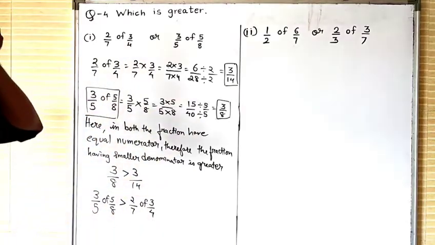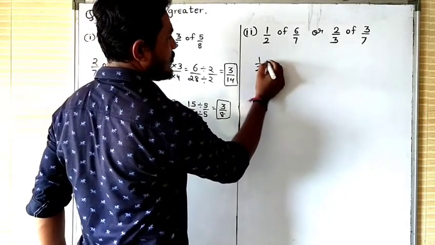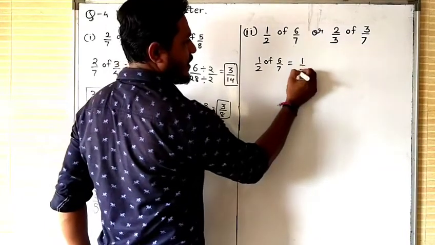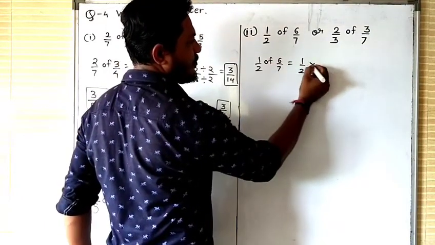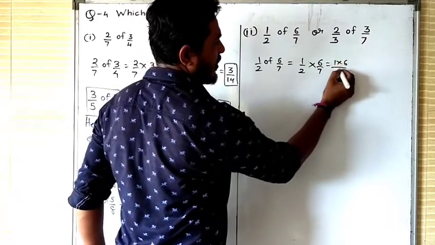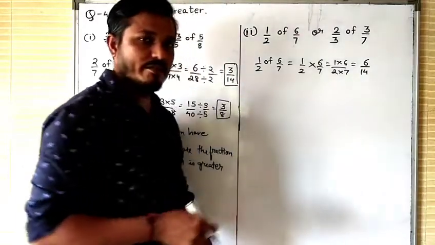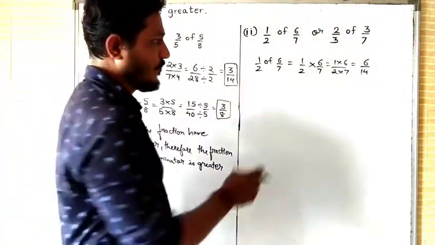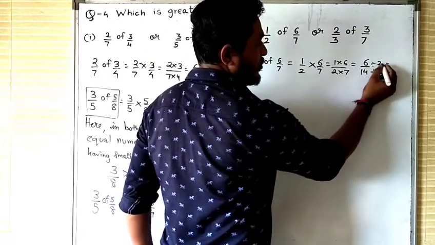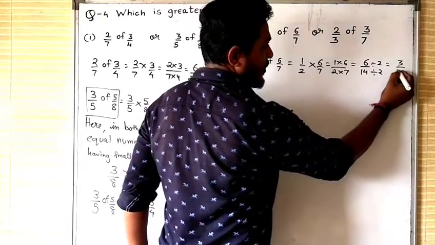Now let us do next one. 1 by 2 of 6 by 7, which is equals to 1 by 2, in place of 'of' put multiple sign. 1 sixes are 6, 2 sevens are 14. Both the values possible to reduce by 2. No other common factor. 2 threes are 6, divided by 2 gives 3. 14 divided by 2 gives 7.